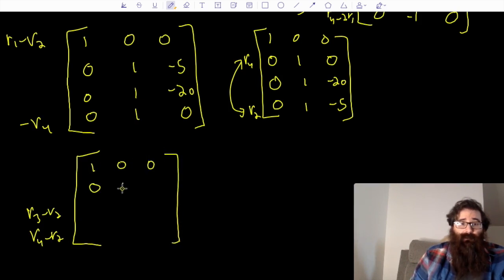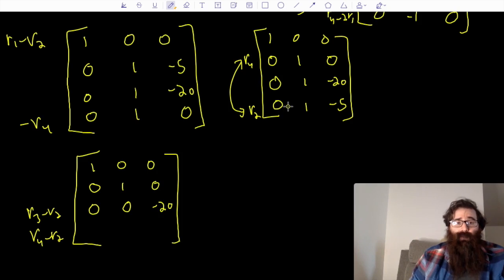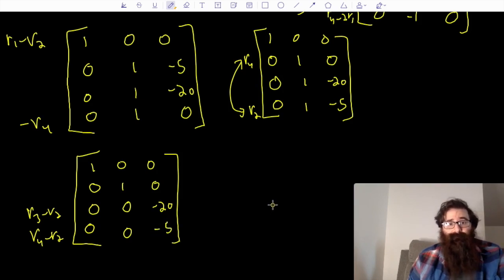Rewrite rows 1 and 2. But here at row 3's position, I get 0 minus 0 gives me 0, 1 minus 1 gives me 0, and negative 20 minus 0 gives me negative 20. And in row 4's position, 0 minus 0 gives me 0, 1 minus 1 gives me 0, and negative 5 minus 0 gives me negative 5.